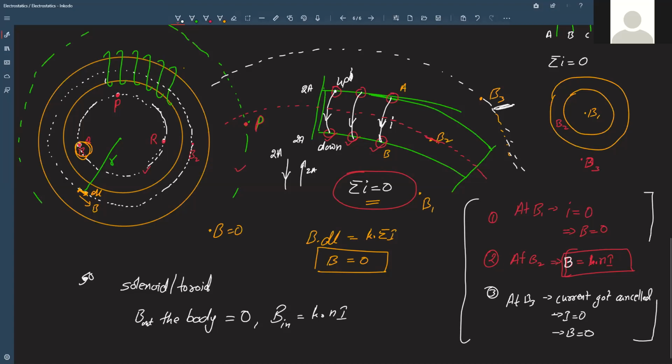That is your two apparatus here, very important apparatus, that is your solenoid and toroid.